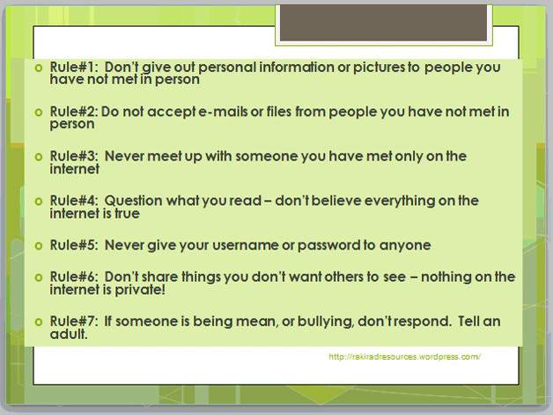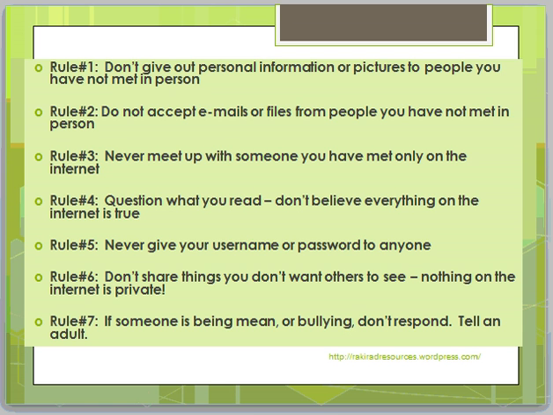Rule number 5 was username and password and not giving it to anyone. I always did stress that it was perfectly okay to give it to your mom and your dad and that they probably should have it, but we talked about not giving it out to our friends and we talked about why. Rule number 6, of course, not to share things we didn't want others to see.